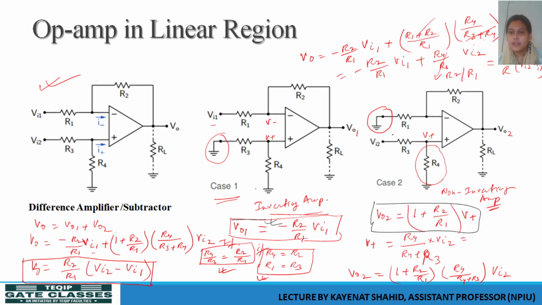When the inverting terminal is grounded, and because this is V plus, there is a resistance, we have to find the voltage drop across this R4 to find V plus, and V plus can be found in terms of VI2. So this is our equation. Superposition says that we can have a summation of two individual outputs due to individual inputs.